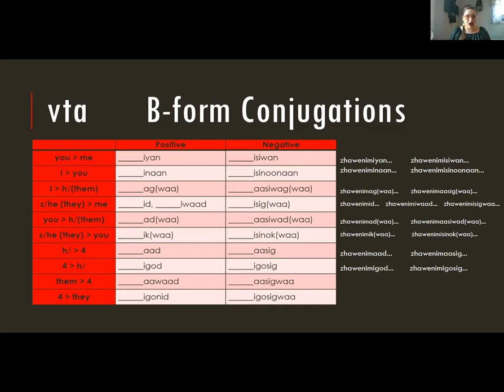Joanna Maud, Joanna Ma Sig, Joanna Magod, Joanna Mago Sig. And then if it's plural, they're talking to more than one person. Okay. They love the fourth person. Joanna Mawad, Joanna Masigwa. And the other way, Joanna Magonid, Joanna Magosigwa.